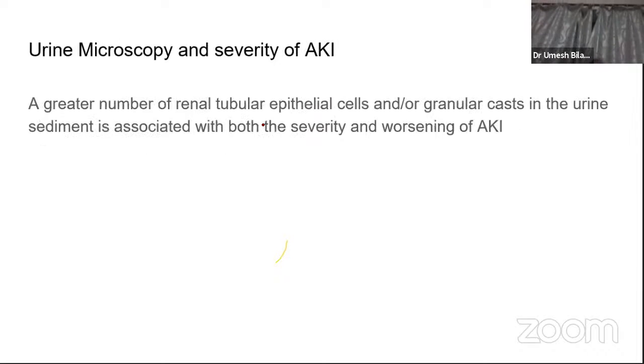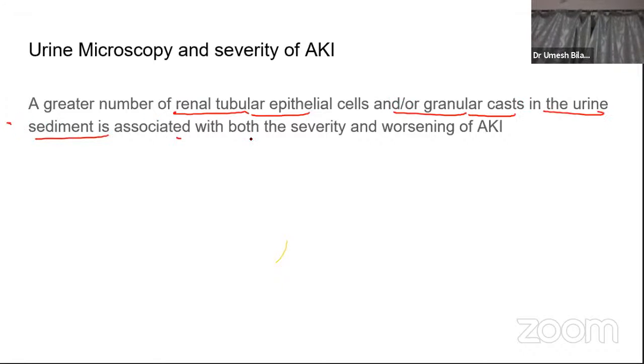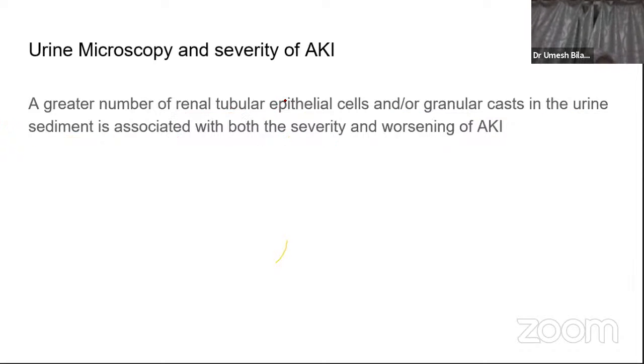And urine microscopy and severity of AKI. Can you pick up anything in that? A greater number of renal tubular epithelial cells, or granular casts in the urine sediment, is associated with both severity and worsening of AKI. If you have a lot of granular casts and a lot of renal tubular epithelial cells present in the urine microscopy, then the amount of damage is more likely to be high. Then let him go to a higher center for further treatment. Don't take chances with these patients.